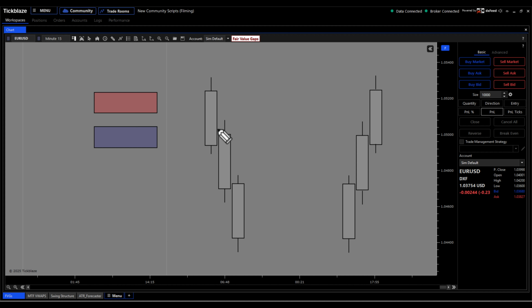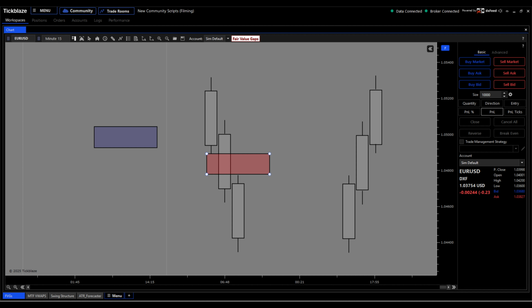So let's just recap. It's the space here from this low to this high, and this creates what we call a fair value gap. Some people call them gaps, some people call them imbalances, some people call them market traps, whatever you want. But they're an opportunity for you to draw a zone here, and this zone can create an opportunity to sell the market.